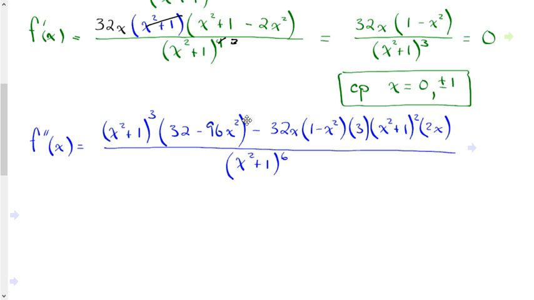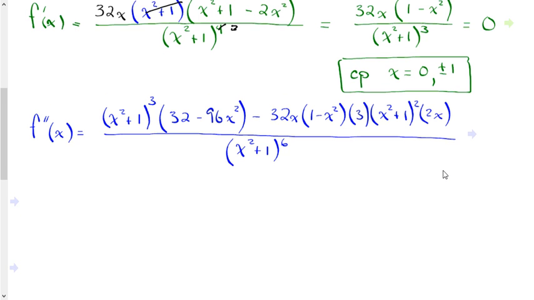Then here again, I kept it in factored form. So here's the high that'll be multiplied to d low. So 32x times 1 minus x squared. D low will bring down the 3, subtract 1 from the exponent. Inside doesn't change, times the derivative of the inside, which is 2x. And now we'll look at factoring this so we can find out for what values of x this is equal to 0.